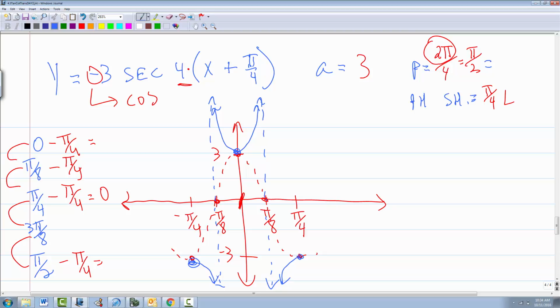Okay, and then you flip the curves. They share this point. Don't overdo it. That's it. That's why I said graphing secant is no harder than graphing cosine. It's got that one additional step. That's true.